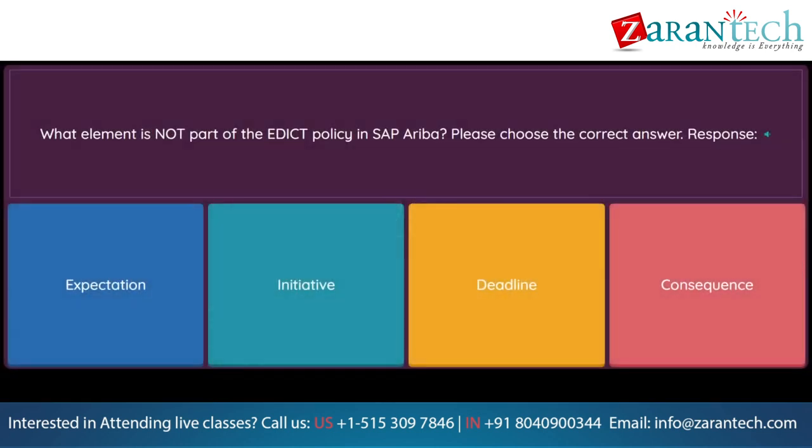Question: What element is not part of the edict policy in SAP Ariba? Please choose the correct answer. Response: Option 1. Expectation. Option 2. Initiative. Option 3. Deadline. Option 4. Consequence.